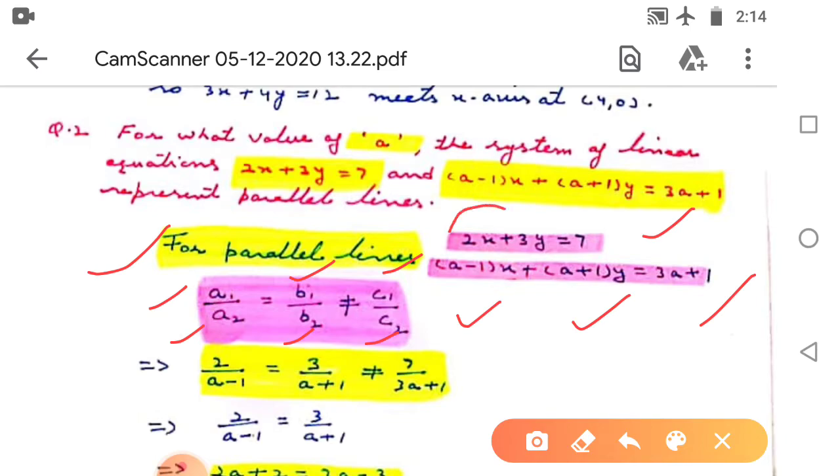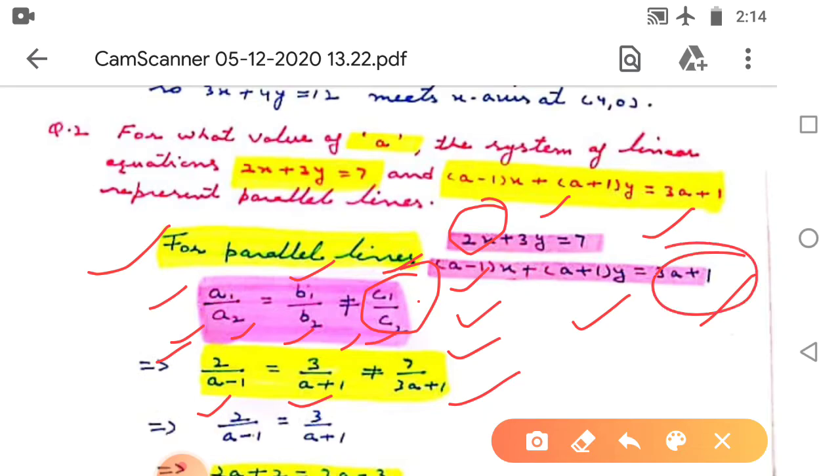Here the value of a1 is 2, right? Value of a2 is a minus 1. So a1 upon a2 is 2 upon a minus 1. Value of b1 is 3 and the value of b2 is a plus 1, is not equal to c1 upon c2, right? So here the value of c1 is 7 and the value of c2 is 3a plus 1. So 2 upon a minus 1 is equal to 3 upon a plus 1 is not equal to 7 upon 3a plus 1.